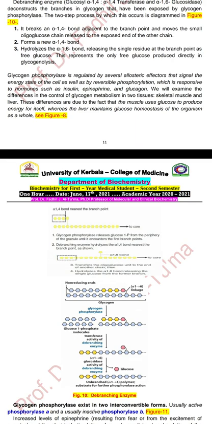للجلوكوز الأولى. Debranching enzyme hydrolyzes the alpha-1,4 bond nearest the branch point as shown. Then it transfers the oligoglucose unit to the end of another chain. Then it hydrolyzes the alpha-1,6 bond, releasing the single glucose from the former branch.